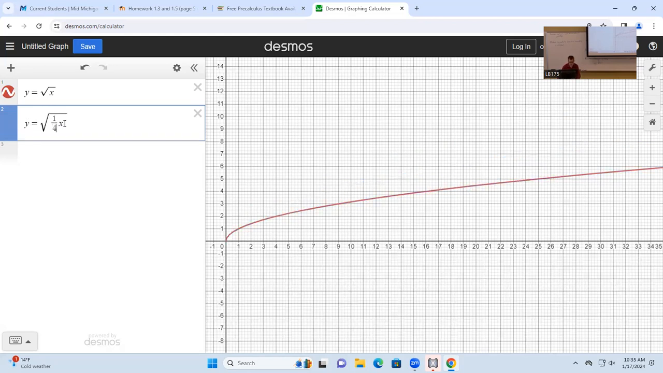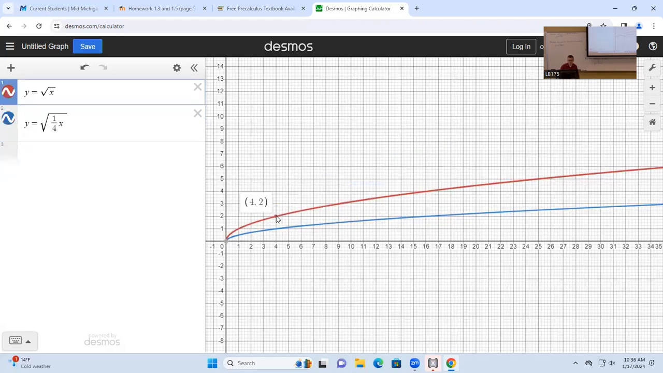And if I put like a 1/4, now all of my x values are increasing by a factor of 4. So what used to be 4.2 should be 16.2. Right there. Yeah, right there. That makes sense. So those are our transformations of functions.